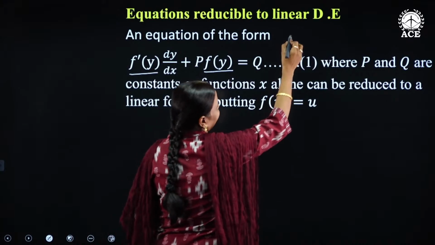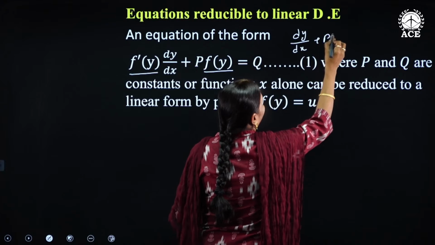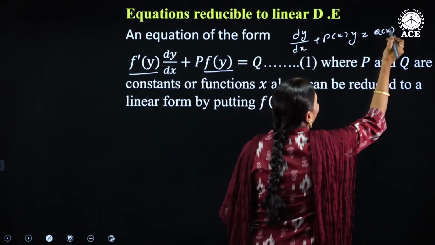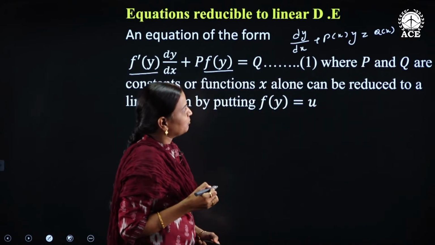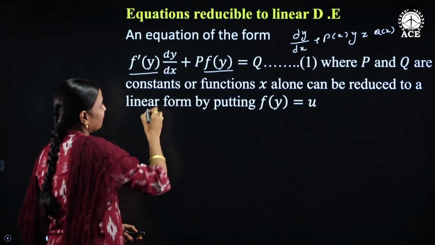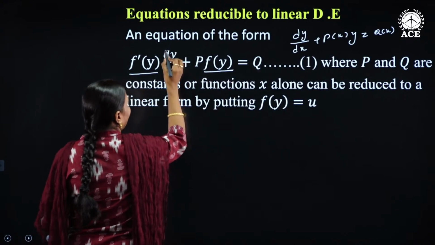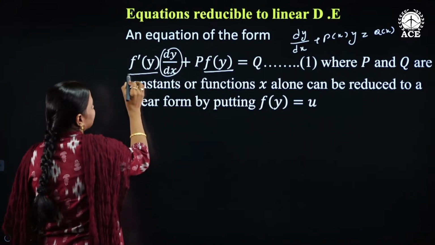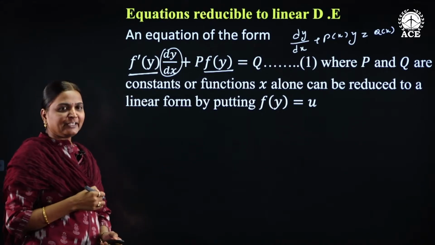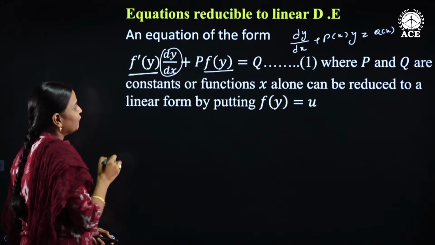But what is linear in y? That is dy by dx plus p of x into y is equal to q of x. If the given differential equation is in that form, directly write the general solution using the previous procedure. But when the given differential equation is in this form, where the p coefficient is f of y and the dy by dx coefficient is f dash of y, in this case, reduce this differential equation into linear form.